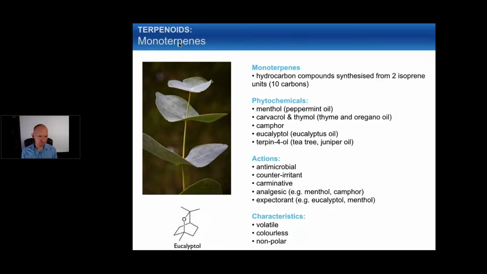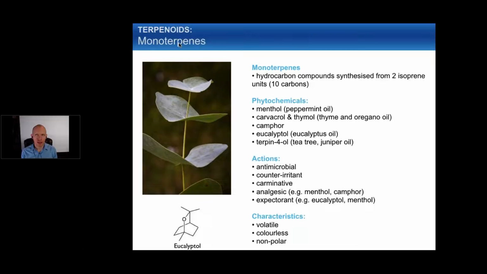Okay. So on the left-hand side, there's a picture of eucalyptus tree, and if you crush up the leaves, it's very aromatic, lots of wonderful smells coming out of it. And one of the main active compounds in there is going to be eucalyptol, which is shown on the bottom left. Now, one characteristic of these essential oils is they're volatile, obviously. These monoterpenes are going to be volatile. They're also going to be colorless, and something to be aware of when it comes to pigments.